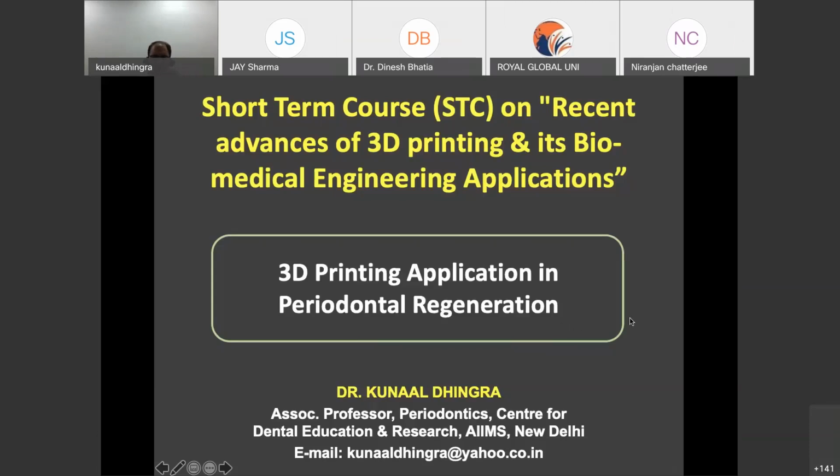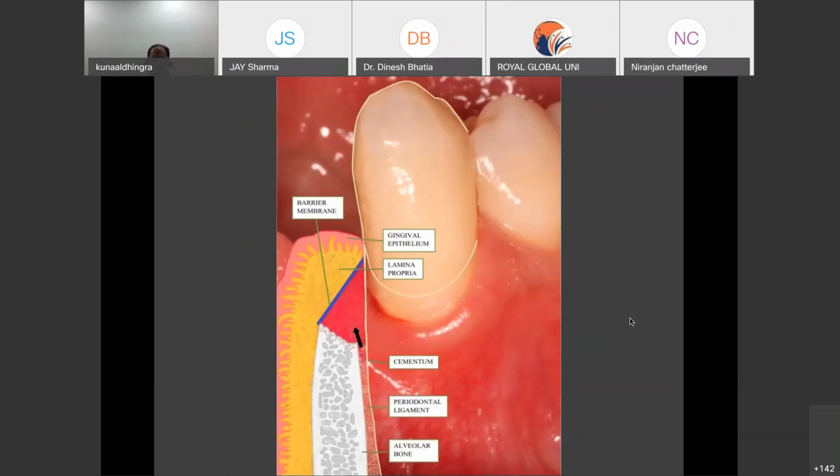So today my topic for presentation is very specific, related to 3D printing application in periodontal regeneration. So before I go to 3D printing, let me just brief you about what is periodontium. So basically it is the gums which surround the teeth and the underlying bone that comprises the periodontium, and there is something called periodontal ligament in between.